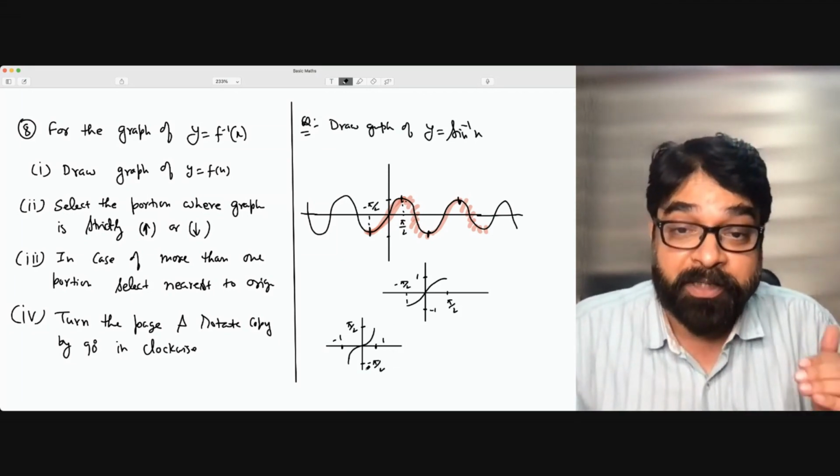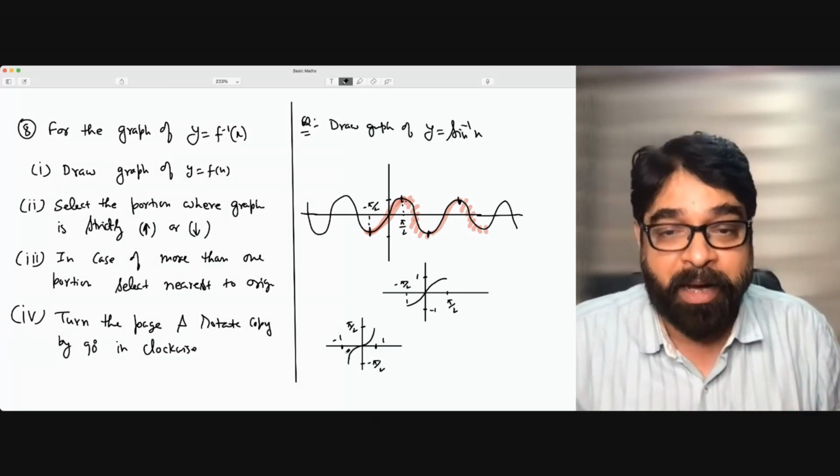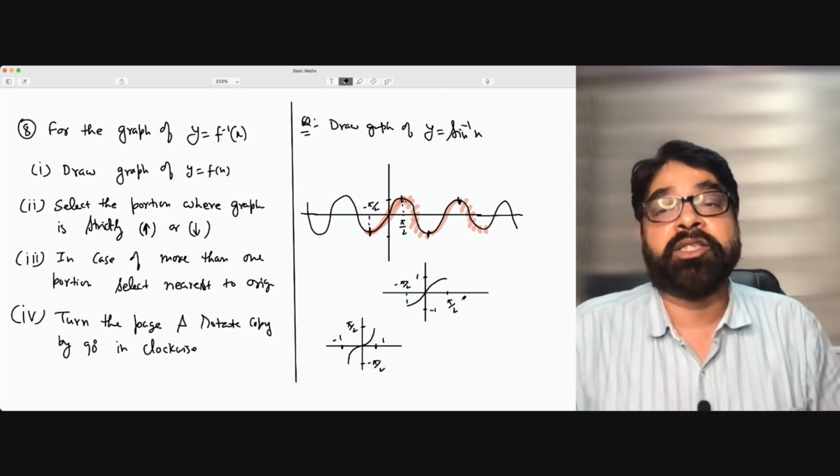What is the range of the function? Range of the function is minus pi by 2 to plus pi by 2. What is the domain of the function? Minus 1 to 1. So all the things will come.